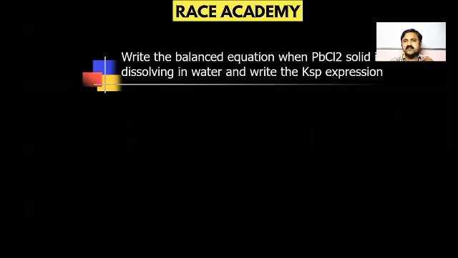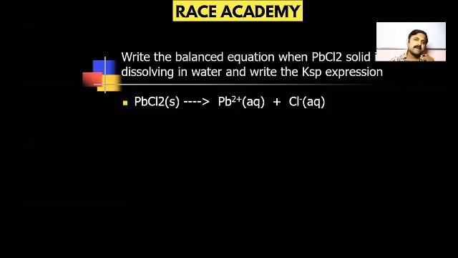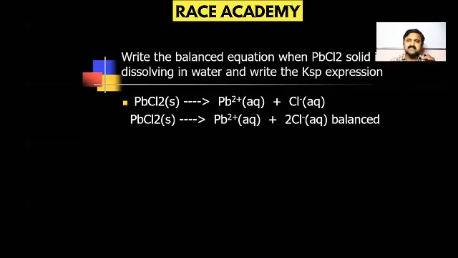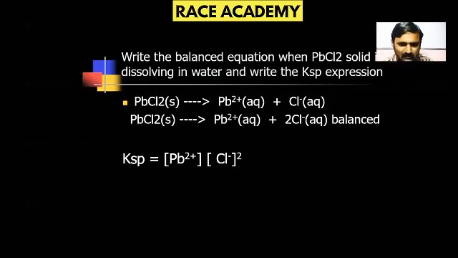Write the balanced equation when PbCl2 in solid state is dissolving in water, and write the Ksp expression for it. So we have PbCl2, which gives Pb2+ and Cl- ions, and we balance it by putting coefficient 2 before the Cl-. Then we can write the equilibrium constant Ksp, the solubility product, that is the Pb2+ concentration times the Cl- concentration to the power 2.